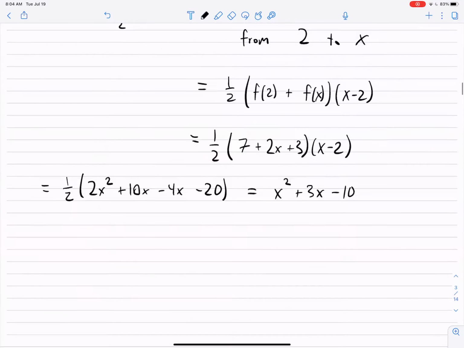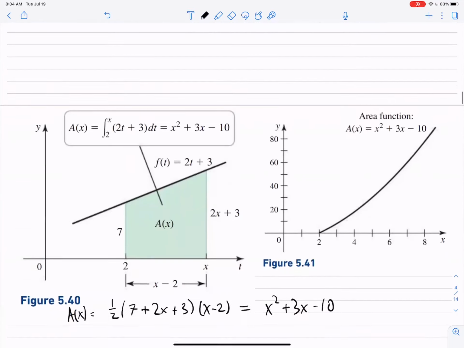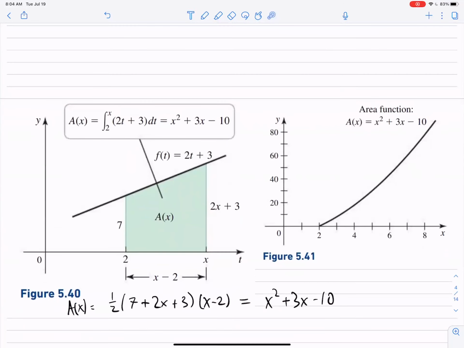So that's the function, and that's this right here. The area function from 2 to x is x squared plus 3x minus 10. This is the graph of that function. And what we notice is that at 2, it's 0 because the area is 0, and then it's increasing as we go up because the area is increasing as we go up.